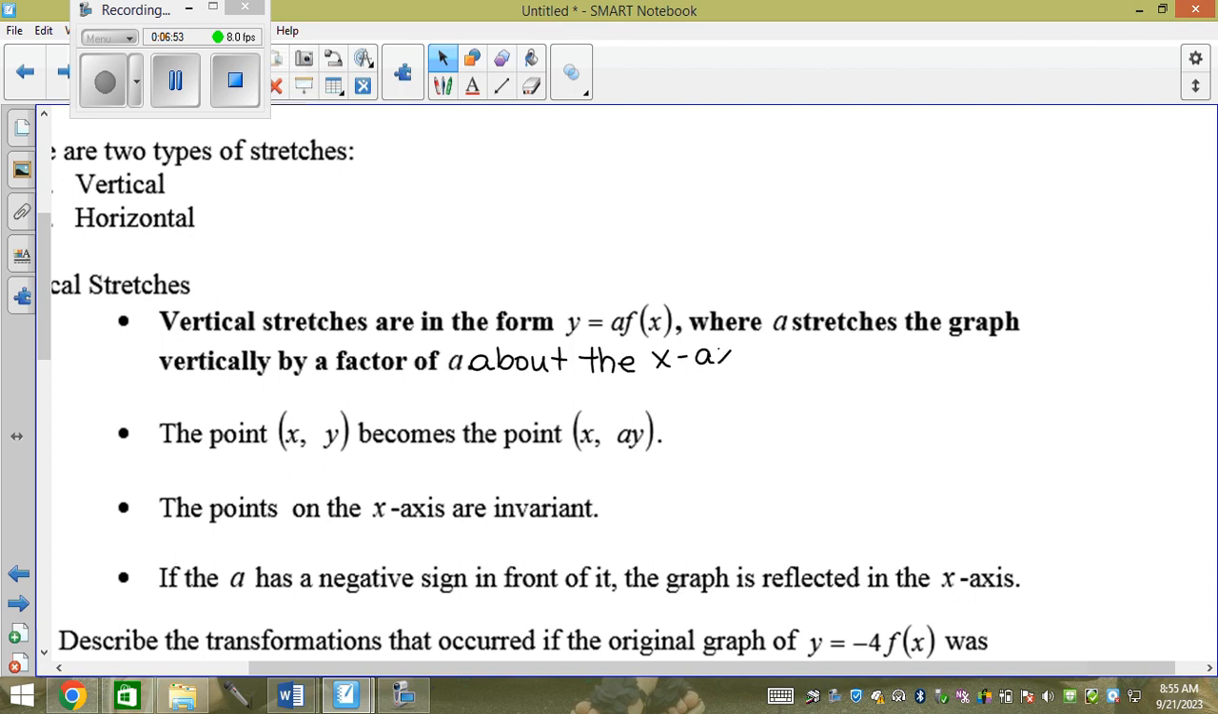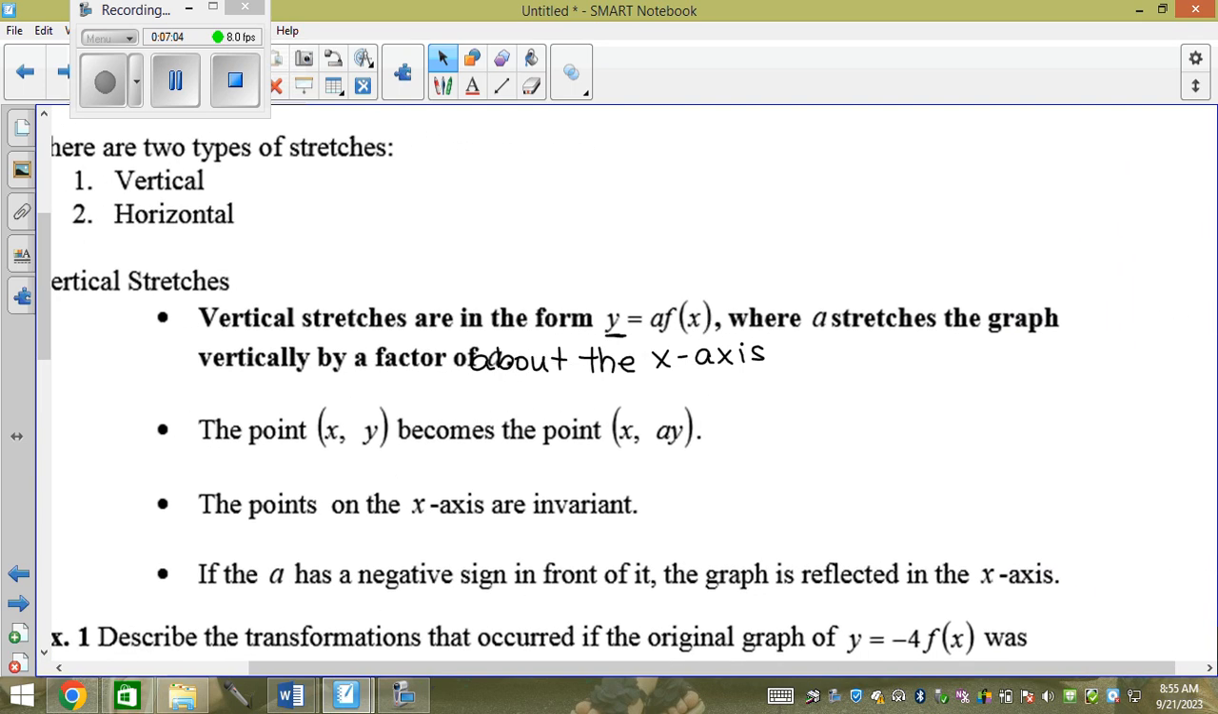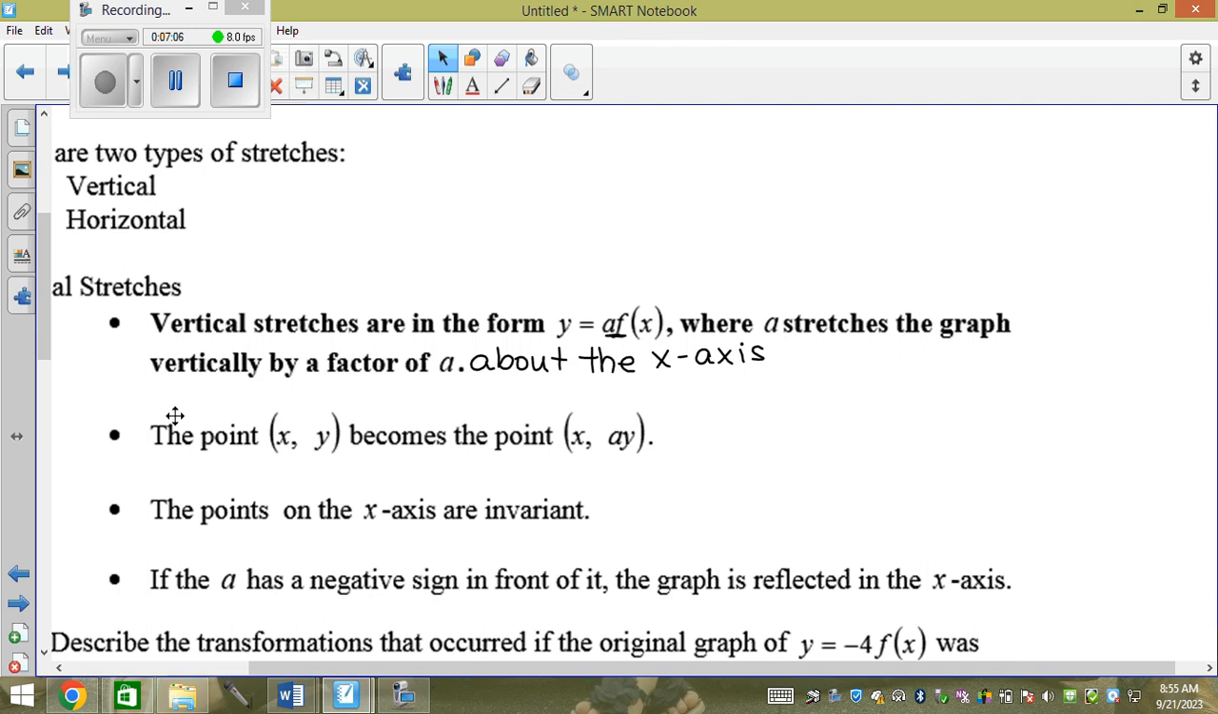So remember, if you have a negative here, it's a reflection in the x-axis, true? This is a vertical stretch about the x-axis still. Oopsies. I keep forgetting when I switch to a different board, it doesn't point from it. The point (x, y) becomes (x, ay), so we would write it as (x, y) becomes (x, ay).